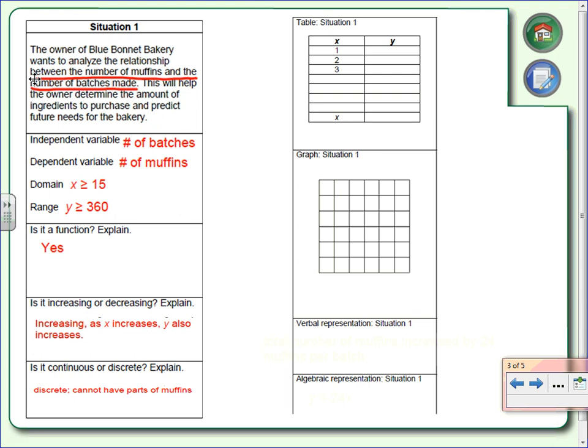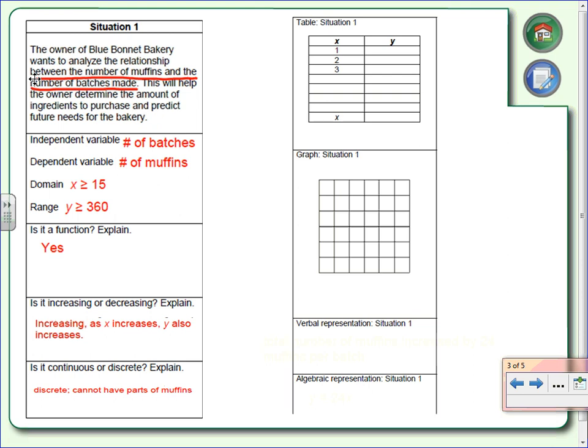All right, what you're going to need to do now, guys, is turn to the next page. We're still looking at the left-hand column. This is still the first situation. Now what we're going to do is fill out this table here. In this table, we need to keep in mind that our x values, the independent, are the number of batches. The dependent or the y values are the number of muffins.